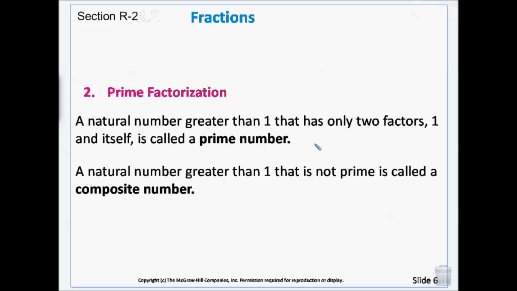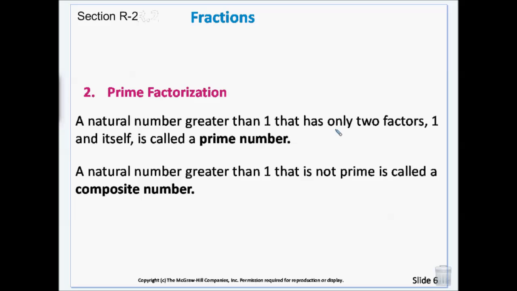All right, a natural number. Natural numbers are your counting numbers. 1, 2, 3, 4, 5, 6, 7, 8, 9, 10, etc. If it is greater than 1 and it only has 2 factors, it is prime. So it can only divide by itself and 1. 1 is not considered to be prime because 1 only has 1 factor.